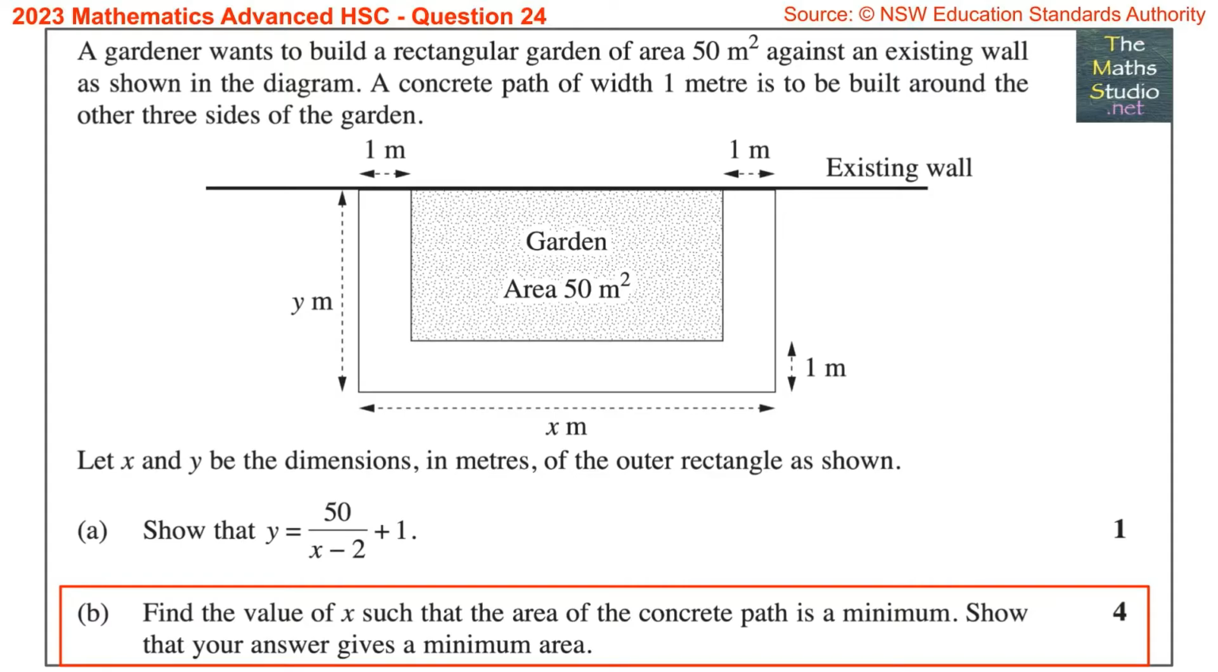Part B. Find the value of x such that the area of the concrete path is a minimum. Show that your answer gives a minimum area.